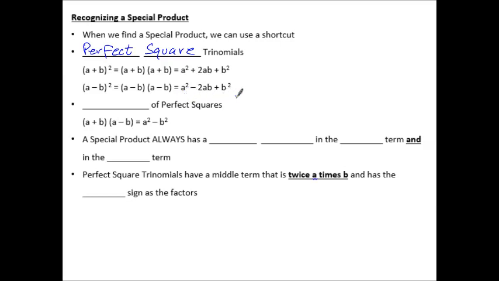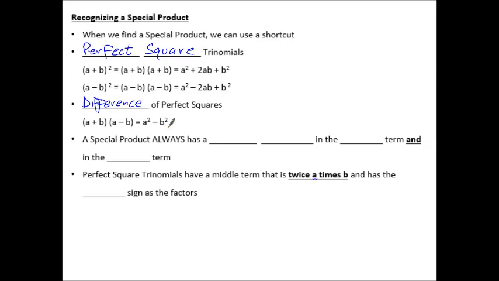And then there is the third one, and that's probably the most important one of all of them, the difference of perfect squares. The difference of perfect squares is something we get when we take a binomial and multiply it by another binomial that has the same numbers and variables in it, but one of them has a plus, one of them has a minus. If that happens, our middle term disappears, and all we're left with is a squared minus b squared.